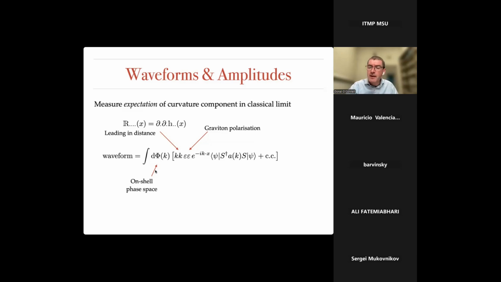The measure here, d5k, is an integral over the on-shell phase space of the graviton. That's d4k, with a delta function setting k squared on-shell and a theta function for positive energy. Everything else is just what was in the previous expression for the expectation value: the initial state, the S and S dagger, and I've written the annihilation operator from the quantum field. There's another term involving the creation operator, the complex conjugate quantum field.